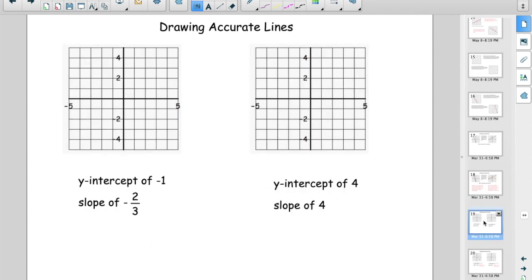You're going to try and draw these lines accurately. The y-intercept is -1, and your slope is -2/3. And sort of to help you out here, you could view that as -2/3, so this would be your up-down move. Or you could view this as 2/-3. So we could have a -2 up-down move and a +3 left-right, or you could have a +2 up-down and a -3 left-right.